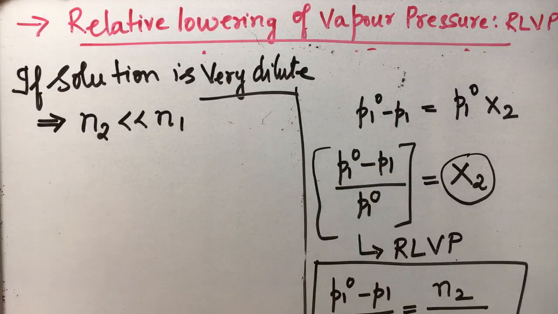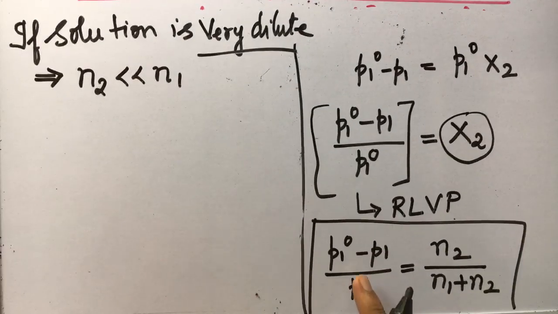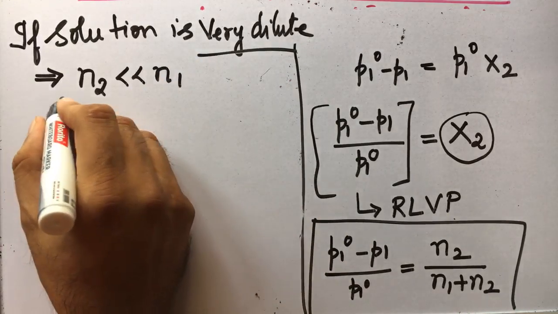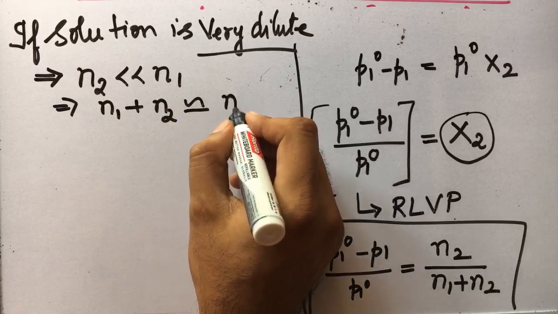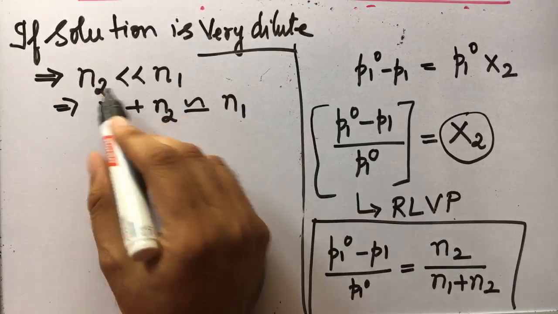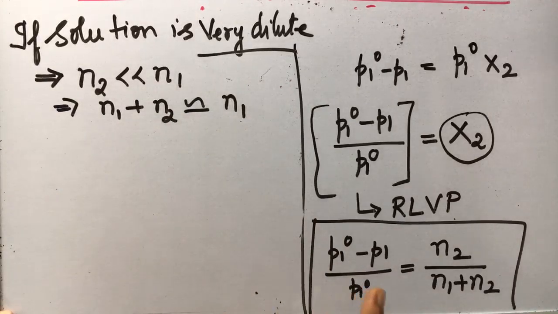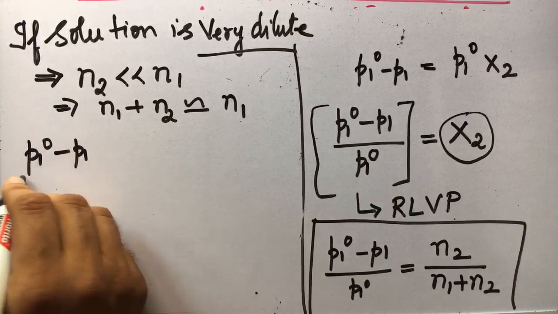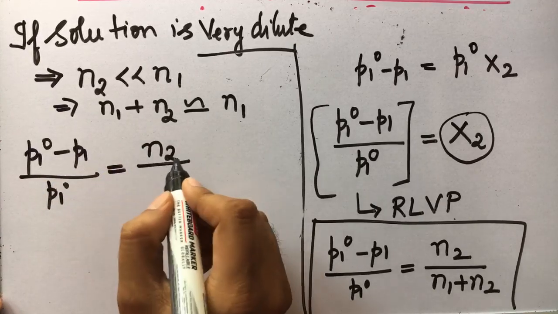Then in the previous equation what we got, P1 naught minus P1 by P1 naught is equal to n2 divided by n1 plus n2. We can say that n1 plus n2 is approximately equal to n1 because n2 is very much less than n1. Substituting this in the above equation, we can write P1 naught minus P1 divided by P1 naught should be equal to n2 divided by n1.